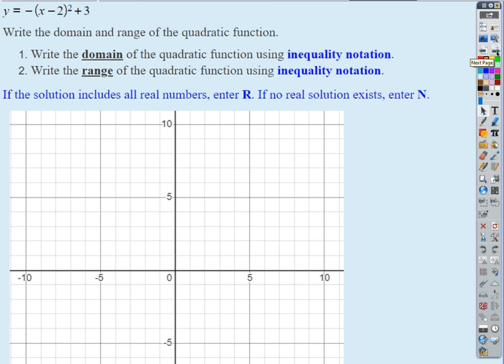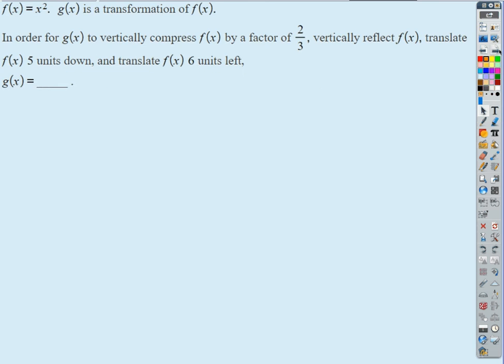Okay, domain, actually we can do this one. So domain and range. You know what? We'll do it in the next one. How about, do you want to do this one? Yes or no?